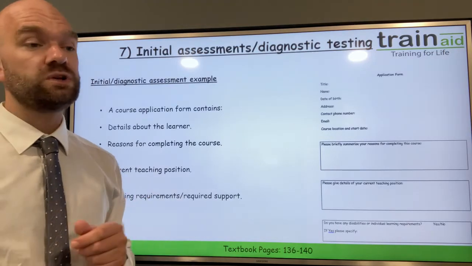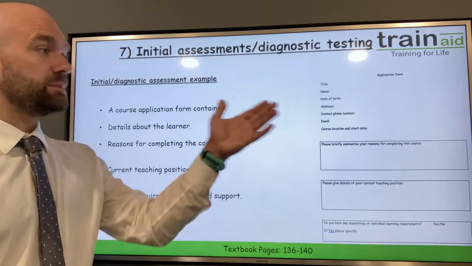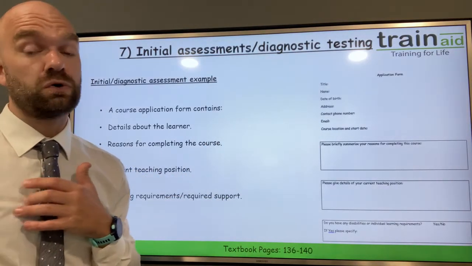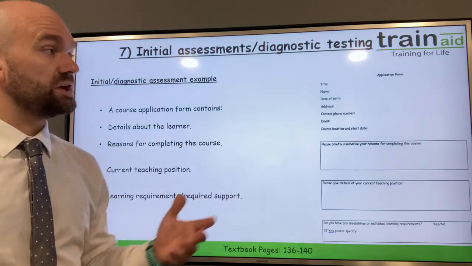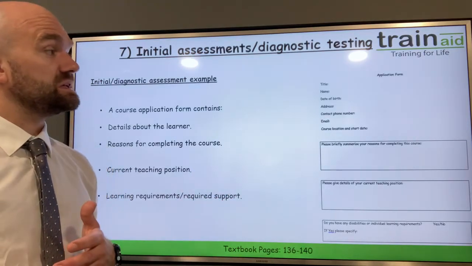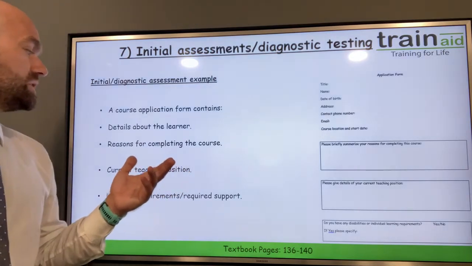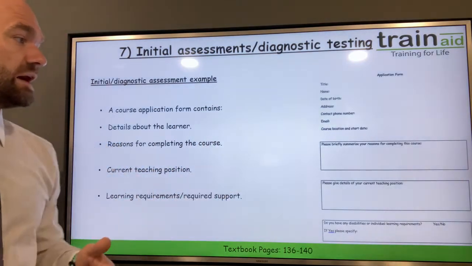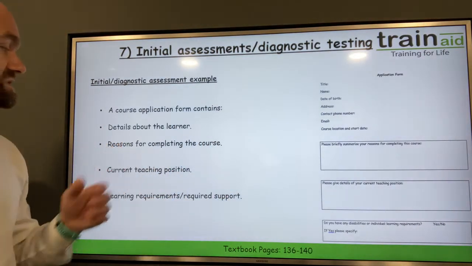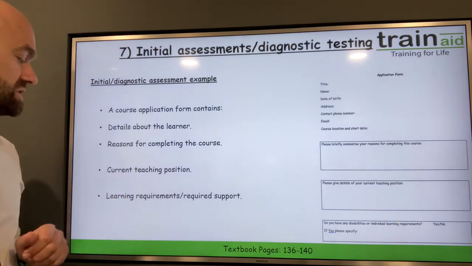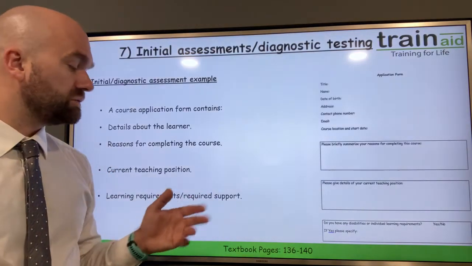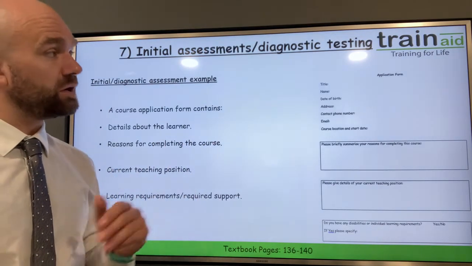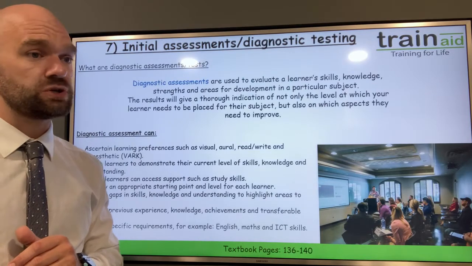So once again, we just have an example here of an application form that we use here at TrainAid. You might have an application form for your own course or qualification that you deliver. So as we can see here, we have details such as the learner's individual details. We also have the course start time, reasons for completing the course, their current teaching position, and once again, any learning requirements or required support. So this is completed by anyone embarking on our level 5 teaching qualification.